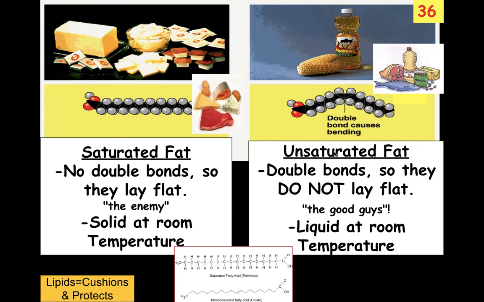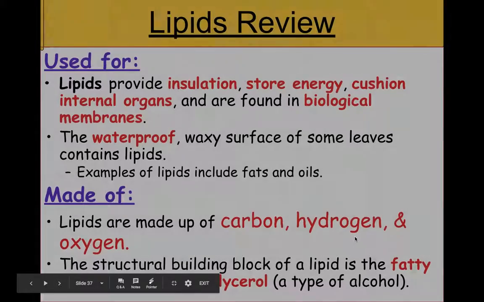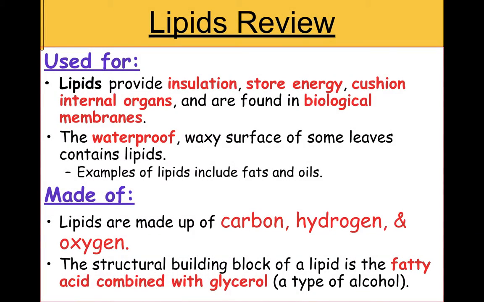The unsaturated fat means that it's got at least a double bond in it, and the double bond causes some bending. These are usually considered to be good fats that we need, and they are liquid at room temperature. Okay, please practice the vocabulary.